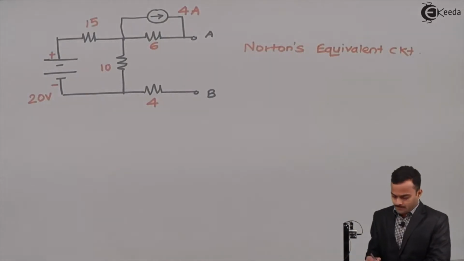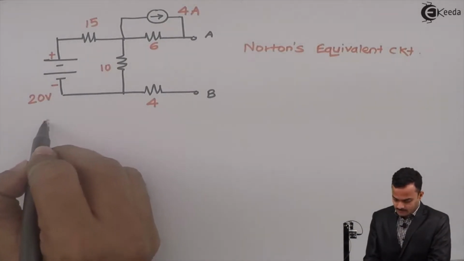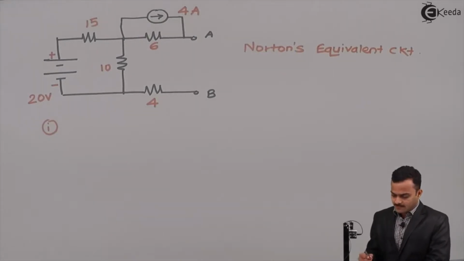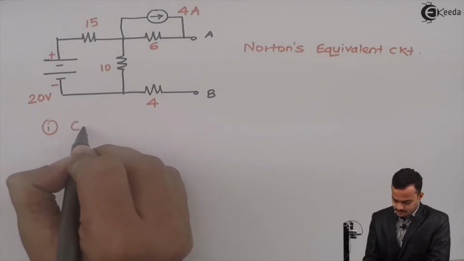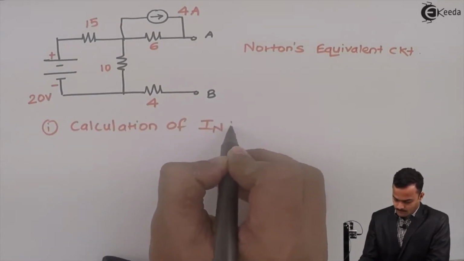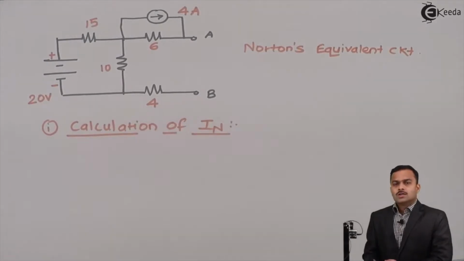So let's solve. Step number 1. As we have discussed, Norton's equivalent circuit has two parts. One is a current source, and across this current source we need to find a resistance. So the first step in Norton's theorem is calculation of IN. Some modification we need to do to the original circuit. And what is the modification?